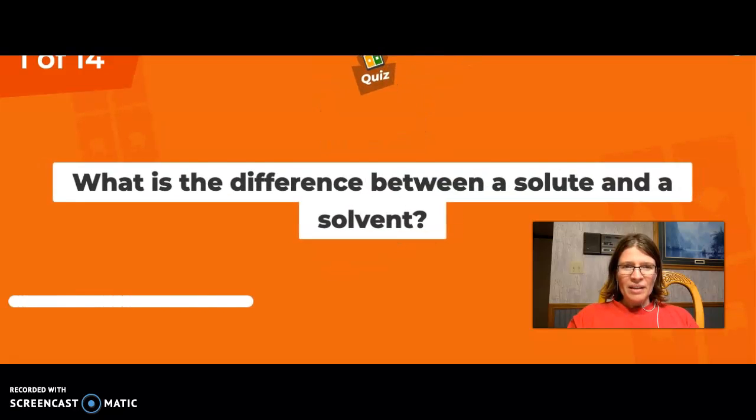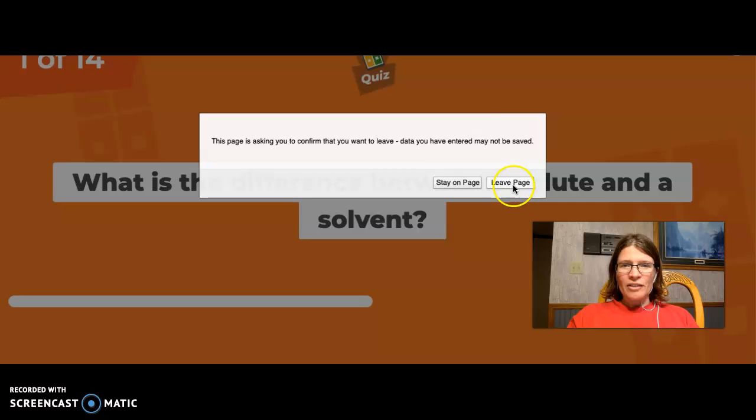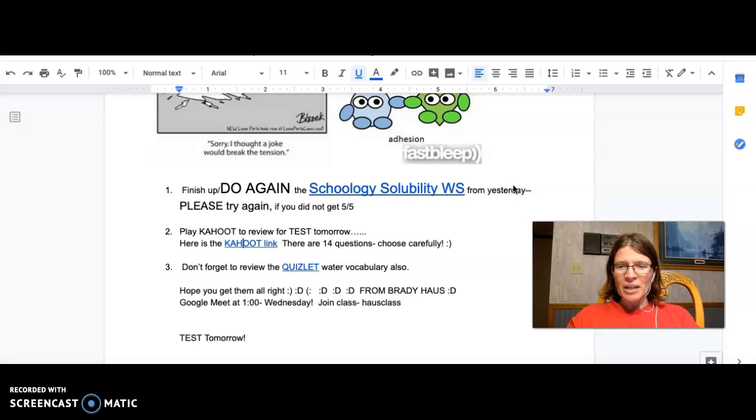Here's the quiz. Okay, so it's just like the same thing. You answer it, but you try to get as many points as you can. You know how that goes. So play against yourself, play against the other people that are getting their name on the board. Okay. After that, don't forget to review the Quizlet. The Quizlet is for the test. Don't forget about vocabulary will be on your test as well. Hope you get them all right.